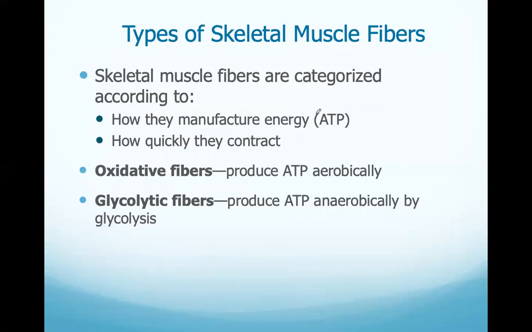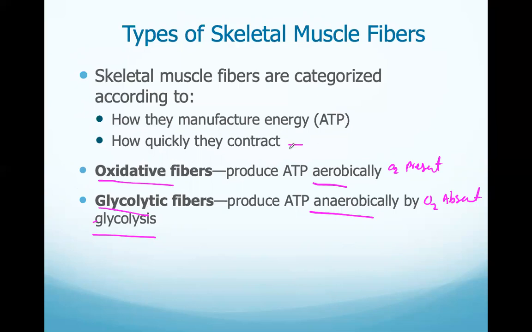creates its energy. Is it using the aerobic process, which basically means oxygen present, O2 present? Or is it using an anaerobic process, which means O2 is absent, and it's using a process called glycolysis? So if you're using O2, we call that oxidative fibers, and if you're using glycolysis, we call that glycolytic fibers.